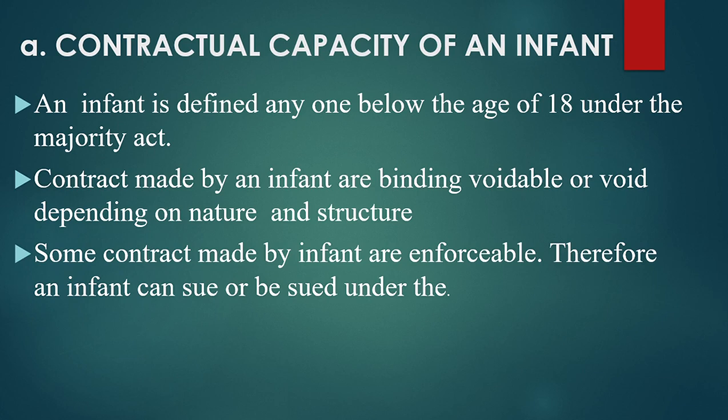Let us first cover the contractual capacity of an infant. An infant is defined as any person below the age of 18 under the Majority Act. Contracts made by an infant are binding, voidable, or void depending on their nature and structure. So any contract made by an infant can be voidable or void in nature. Some contracts made by an infant are enforceable, therefore an infant can sue or be sued under them.